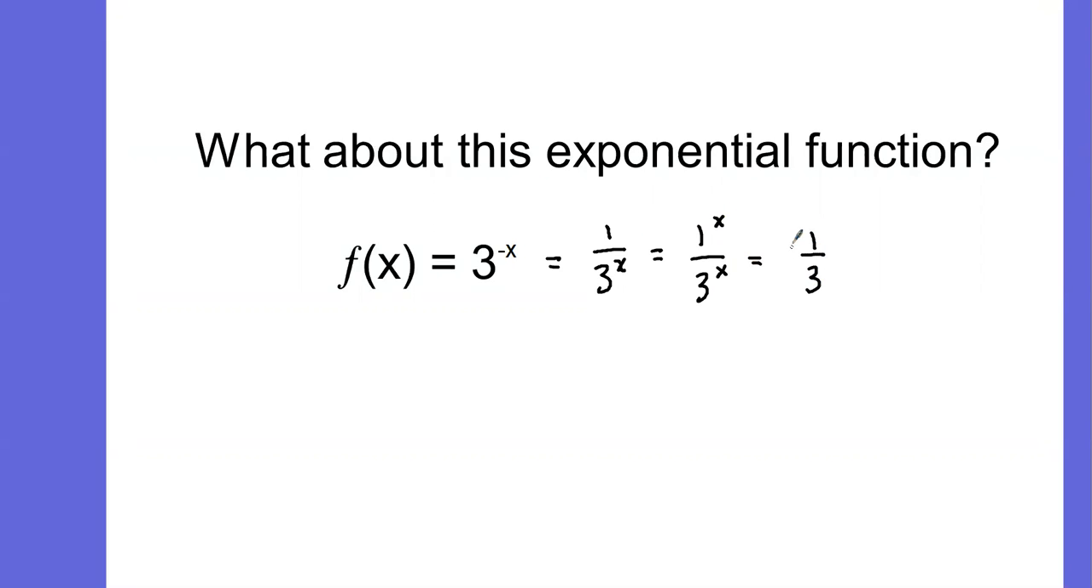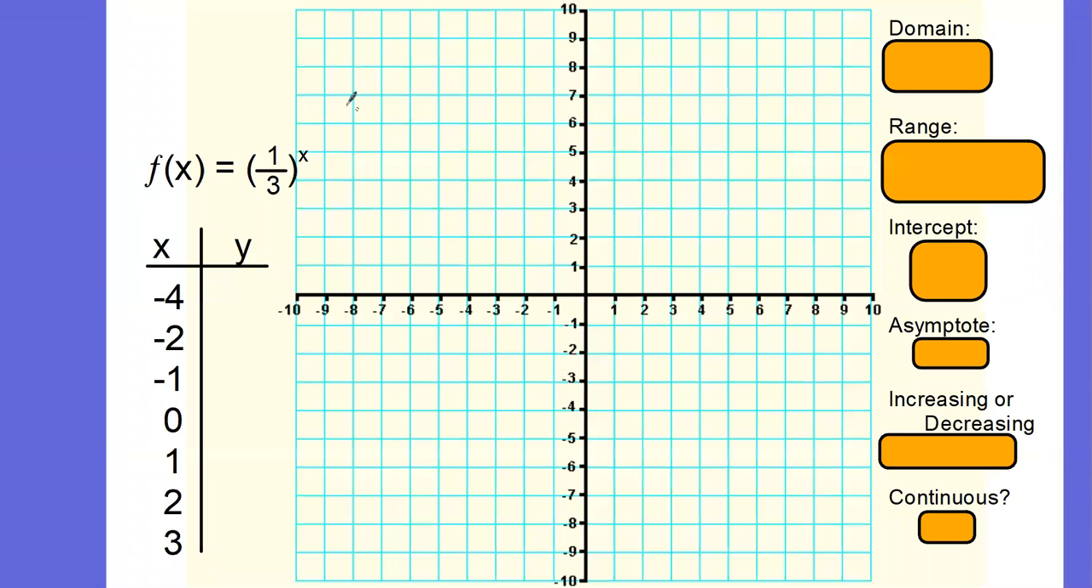And then I can use another property of exponents and basically say that when I work out 3 to the negative x, it's going to be the same thing as working out 1/3 to the x power. So f of x equals 1/3 to the x power, or f of x equals 3 to the negative x. Those are the same exact function. All right, so let's go through and make our table of values here.